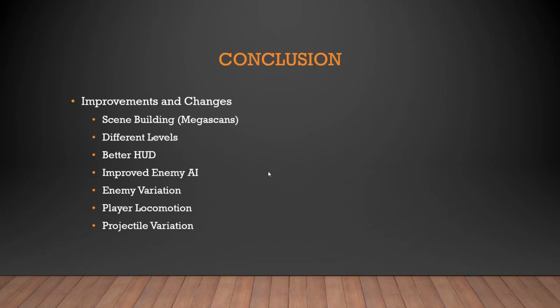All right, so now that we've gotten through the rest of the tutorial, let's wrap things up and let's take a look at some improvements and changes that would or could be made to this game going forward. So one of the first ones, one of the most obvious ones, is building out the scene, giving it a theme, actually making it feel like a level from a game rather than just a prototype level as it currently is. Things like Megascans, using Quixel Bridge, etc., can be very useful.